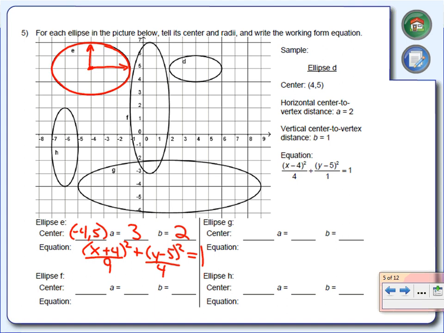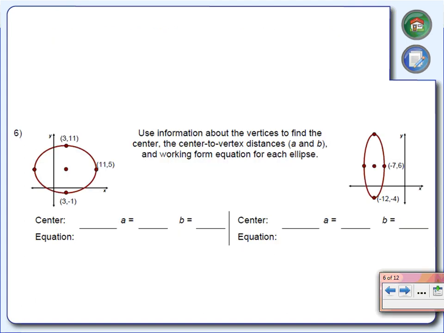So that's the equation for the ellipse E. What you're going to do for me in a minute is you're going to do the other 3. Let's take a look at number 6, though. Number 6, a little trickier here.